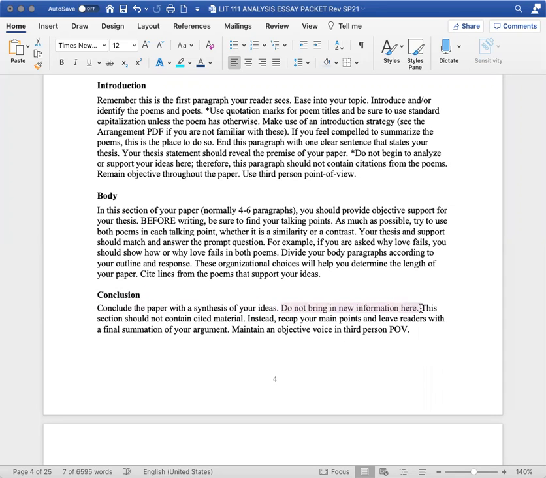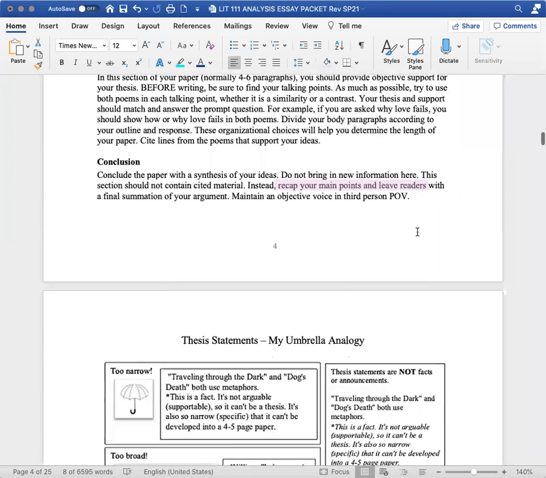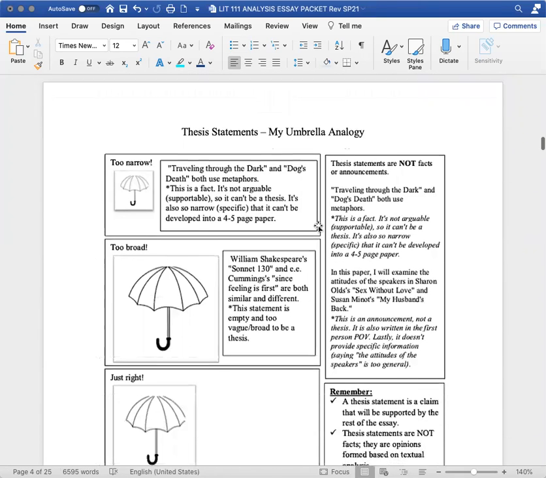You're also not repeating exactly what you said, but you are kind of recapping it. All right. So when you give a recap, you're reminding us of the main idea, right? Your thesis and the points that you made without repeating the exact same sentences. Okay. And again, the whole thing should be third person objective point of view.